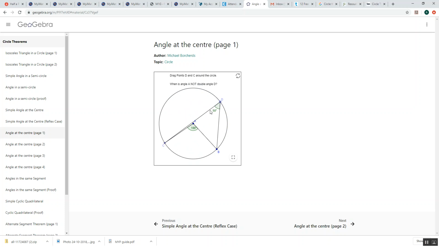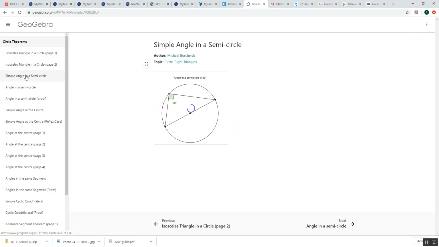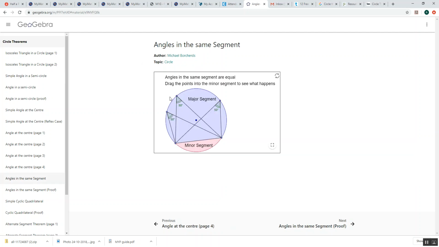So we're going to have to learn how to pick all these out. Yeah, exactly, okay? But if you think of the shapes. So the first one we did was the isosceles triangle. So we're looking for triangles with two sides being the radius. We also did this one. The angle in a semicircle is always 90. So you're looking for that type of shape. We also did angles in the same segment. Angles in the same segment are always identical.